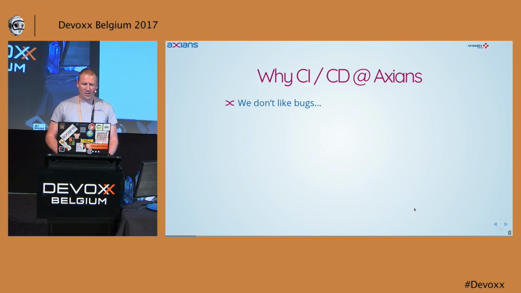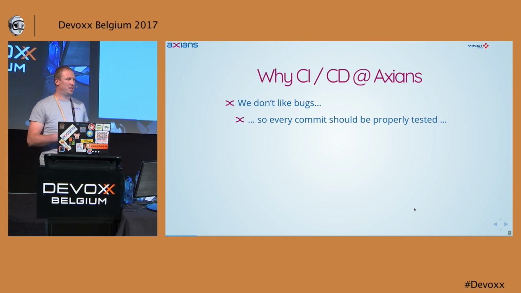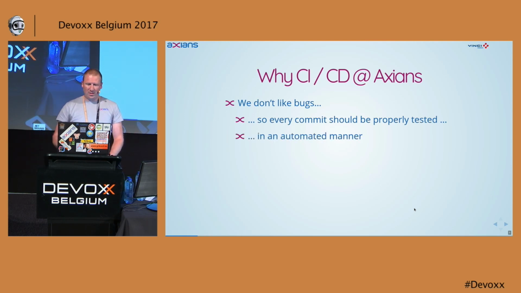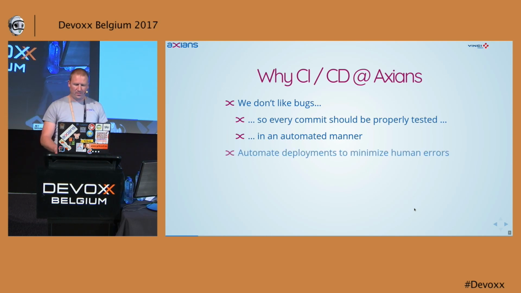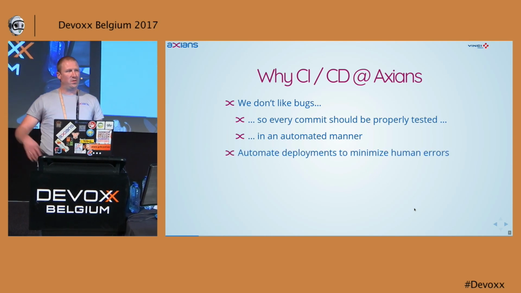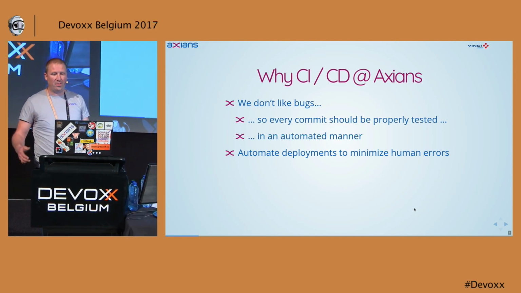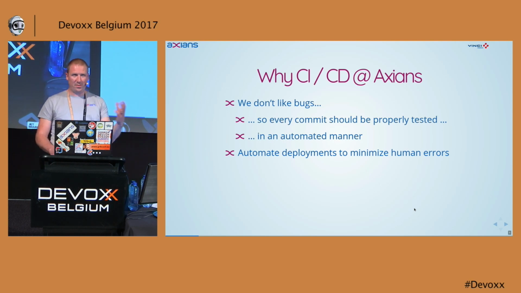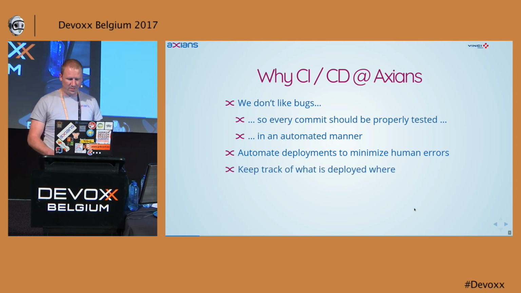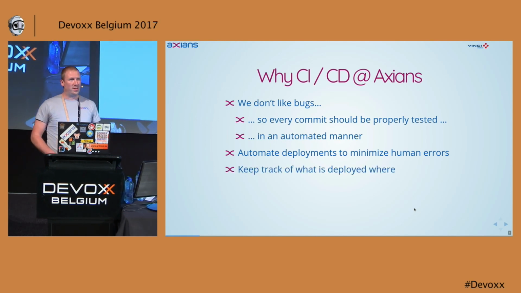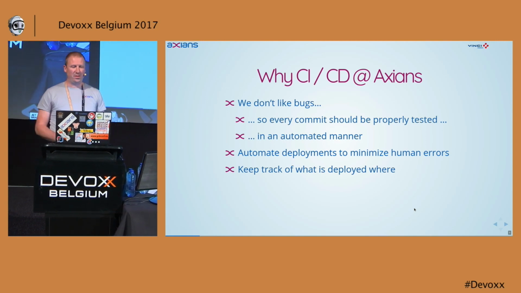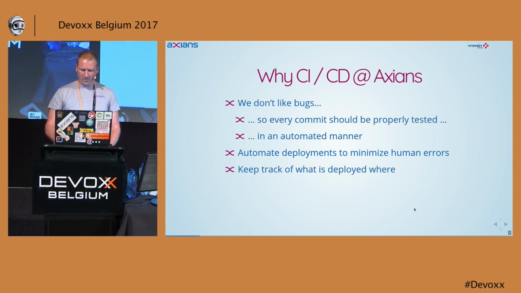So why do we use CI/CD at Axians? Because we don't like bugs. Everybody doesn't like it. So a commit should be properly tested. Every commit should be tested, but also in an automated manner. On the other hand, we want to automate the deployments to minimize human errors. Everybody makes mistakes during deployments, so if it's automated, you rule that out. Another important thing is that you can keep track of what is deployed, where, and when.